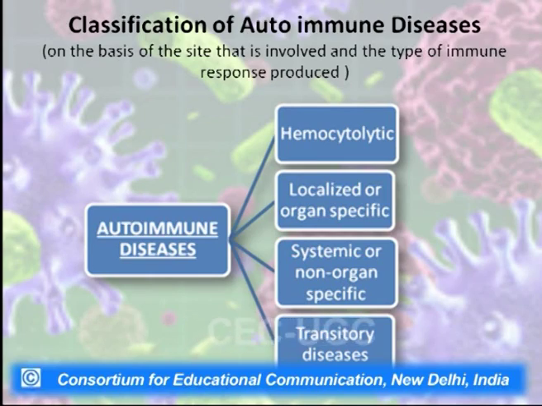Now, those are transitory in nature. That's for a short time. So, as I just said, they can be short-term or they can be chronic in nature. Most of these transitory diseases are because of certain other diseases. So, based on this, autoimmune diseases have been defined as hemocytolytic, localized or organ specific, systemic or non-organ specific, and transitory diseases. Now, to describe these diseases in detail, we will come to our next part of the lecture.